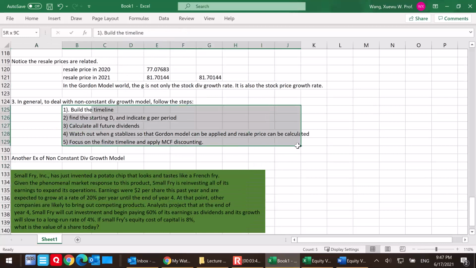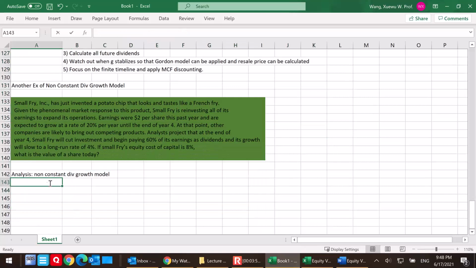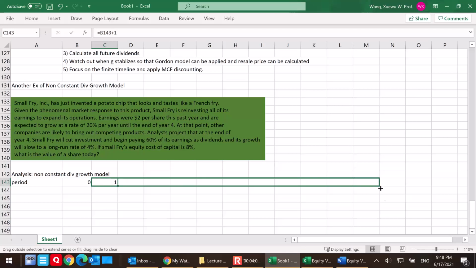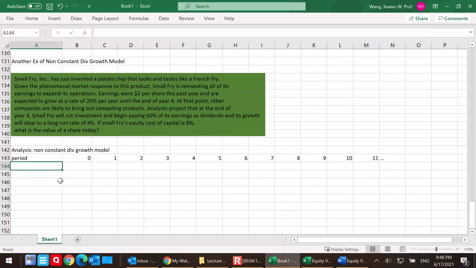This is in the first part of this lecture, and I'm going to build a simple timeline here. This is today, and this is 1 year from today, and I don't know how many years I need, so I'm just going to have 11 periods here momentarily. And don't forget, this is an infinite horizon, so we're going to find a way to cut it.